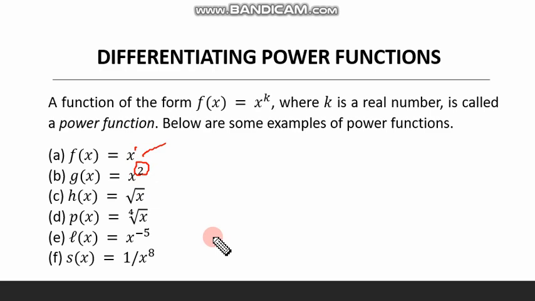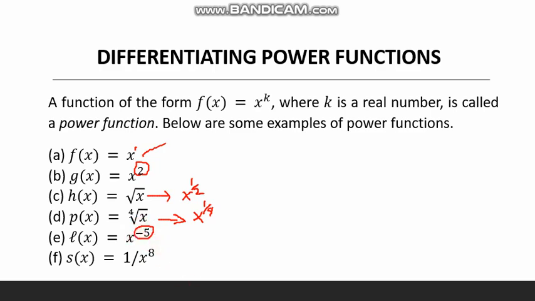While the h of x, it may look like a radical function, but we could convert it to a power function which is equivalent to x raised to 1/2. And for the fourth example, p of x is equal to the fourth root of x. This is also convertible to the power function x raised to 1/4. For the fifth example, L of x is equal to x raised to negative 5. This is a power function with an exponent equal to negative 5.